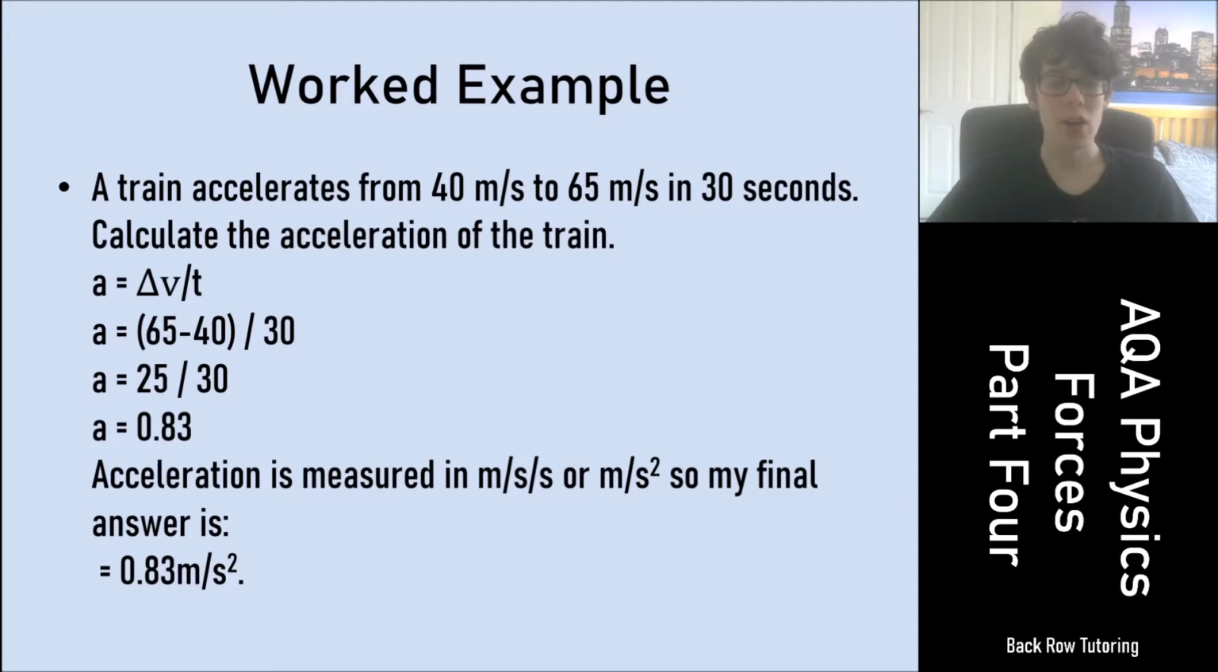Okay, so our acceleration is equal to the change in velocity divided by time, where our change in velocity is 65 take away 40, because that's the difference. The time taken is 30 seconds. 25 divided by 30 is 0.83. Since acceleration is measured in meters per second squared, our final answer is 0.83 meters per second squared.